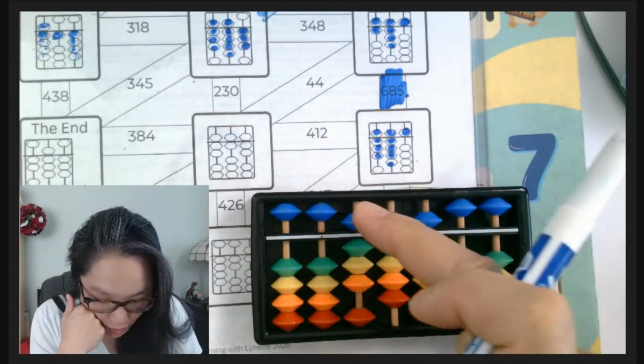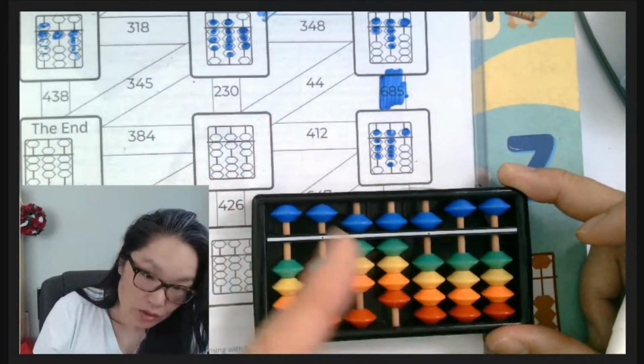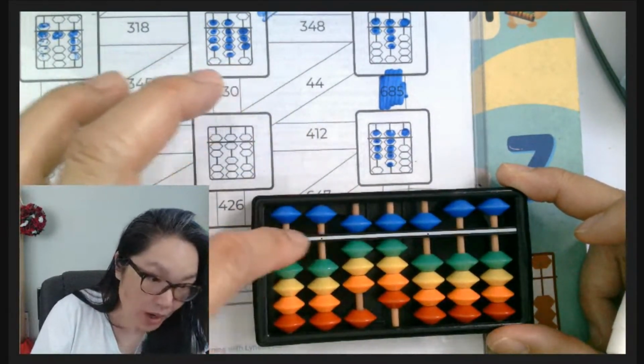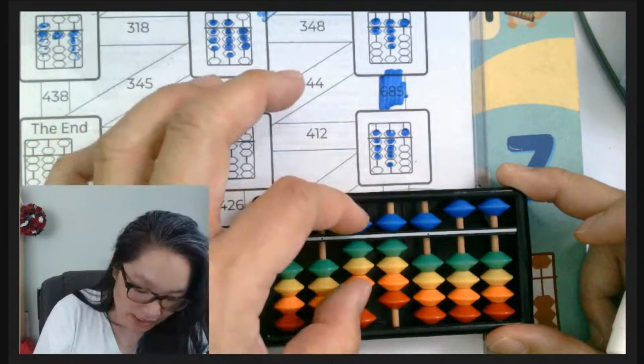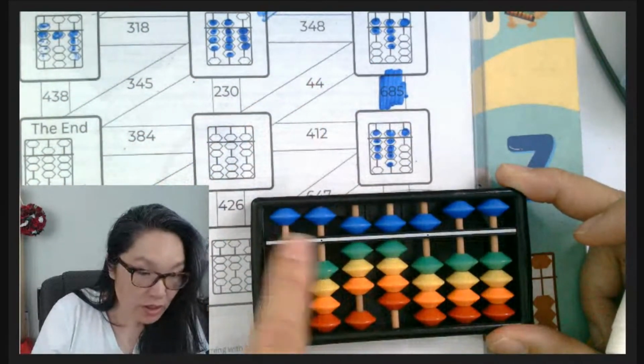Yes. So 5, and then notice that the bottom beads go up. When they touch the horizontal bar, they are being counted. So these beads are being counted. None of these are counted. These are all zeros. Does that make sense?